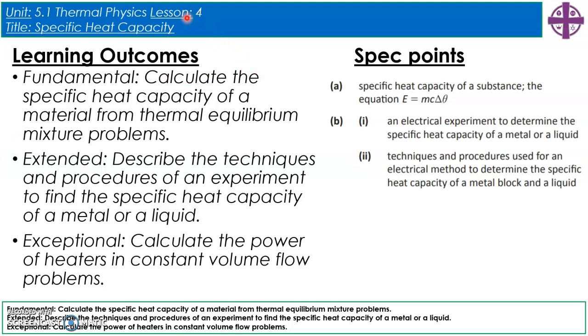This is lesson 4 in the thermal physics topic. This is on specific heat capacity. You would have done a lot of this at GCSE, but this will be a quick recap to start with, and then the extra A-level stuff.